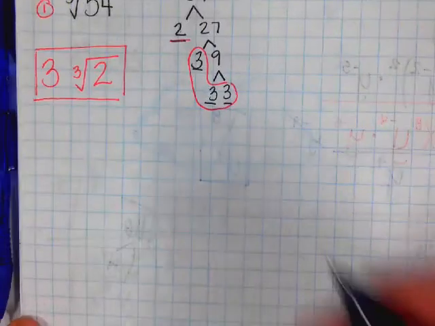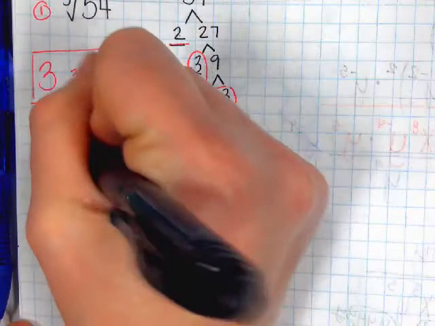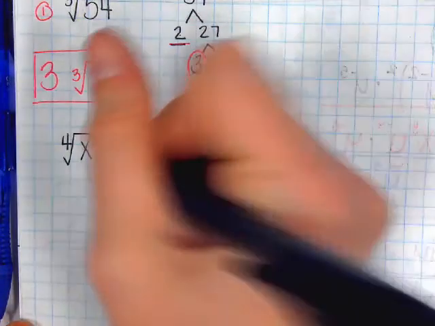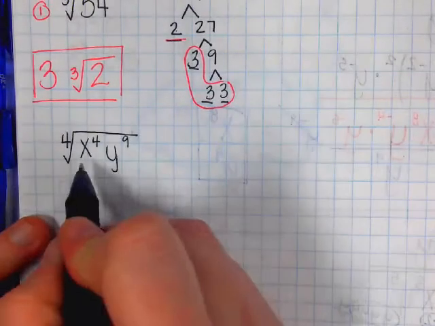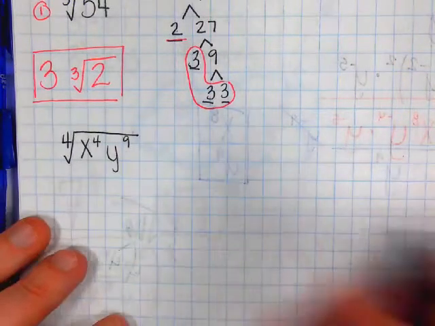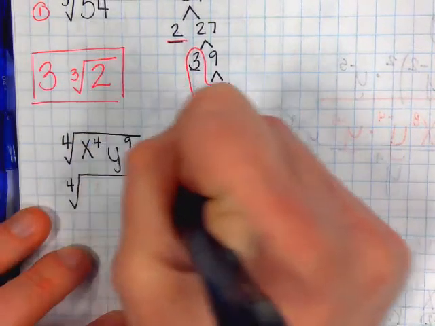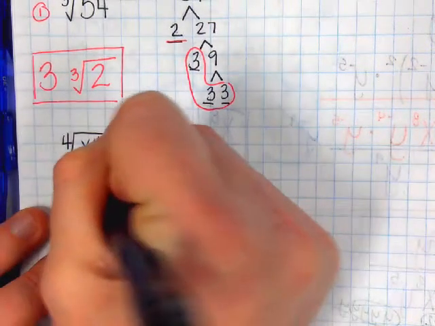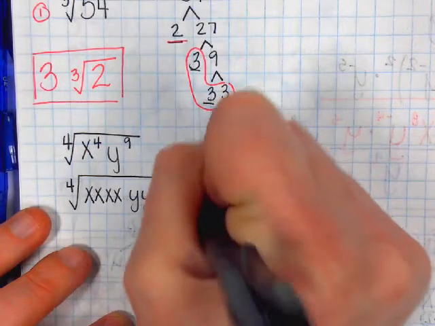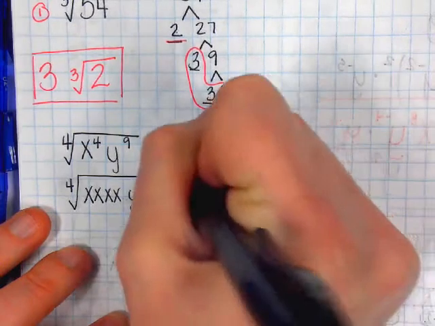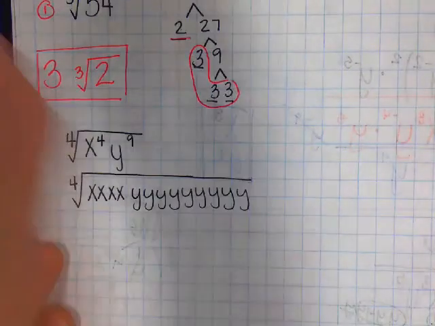Okay. Now if I have the fourth root of x to the fourth and y to the ninth. Okay, I'm going to go ahead and write all of these out so that you can see it. So we have the fourth root of x, 1, 2, 3, 4. Then we have y, 1, 2, 3, 4, 5, 6, 7, 8, 9.